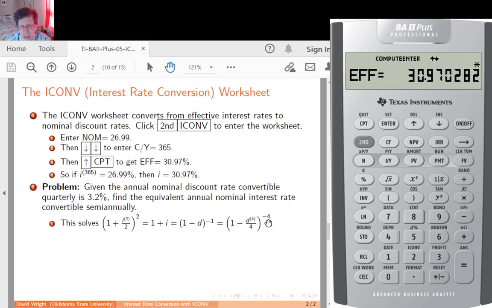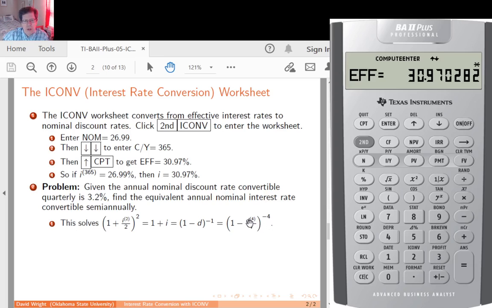Our strategy is to convert from d4 to d first, and the reason is they both are negative. It turns out that in the interest rate calculator, you can either have them both be positive or both be negative. That allows you to do both interest and discounts. All right, so let's get into that.